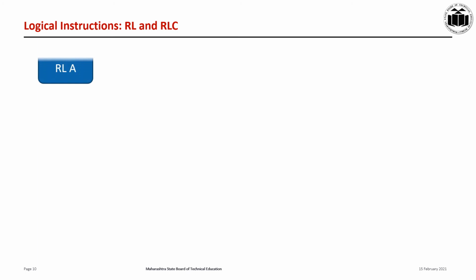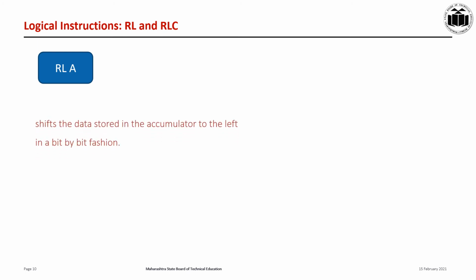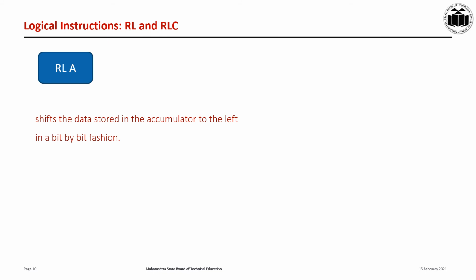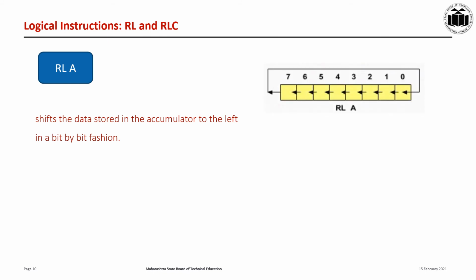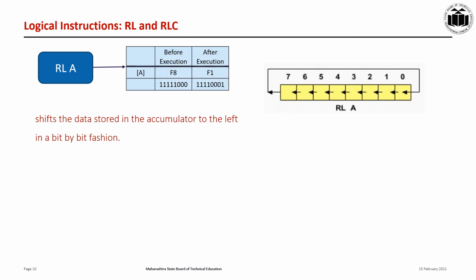The next instruction is rotate left, RL A. The rotate left instruction shifts the data stored in the accumulator to the left in a bit-by-bit fashion. The data in the MSB is shifted to the LSB. It does not affect the carry flag. If the accumulator contains F8H, that is 11111000, then after execution of this instruction, the accumulator contains F1H, that is 11110001, meaning the MSB 1 is shifted to the LSB.